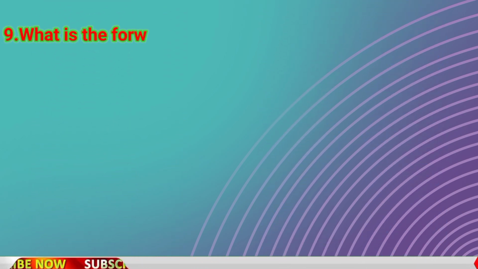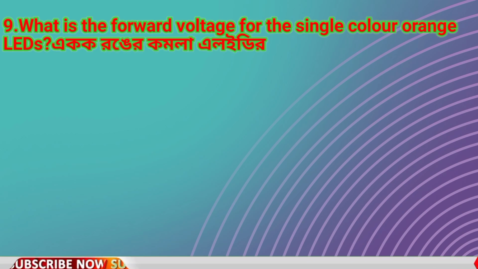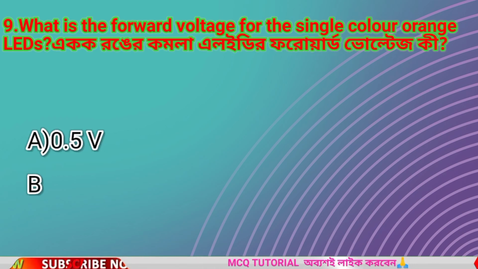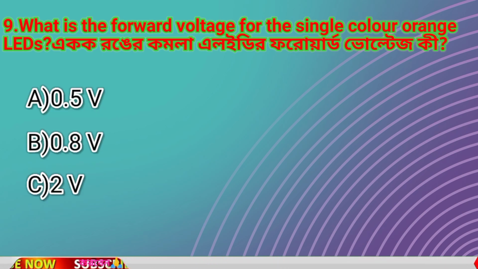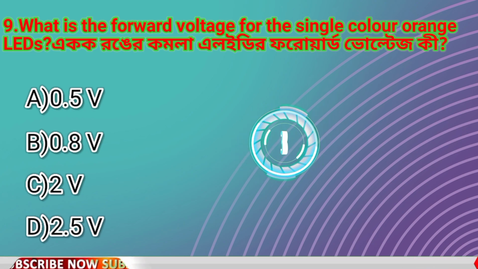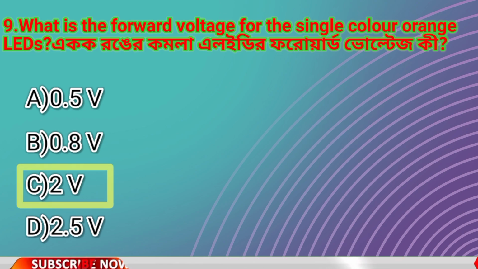What is the forward voltage for the single color orange LED? Option A 0.5 volt, option B 0.8 volt, option C 2 volt, option D 2.5 volt. উত্তর হবে option C 2 volt.